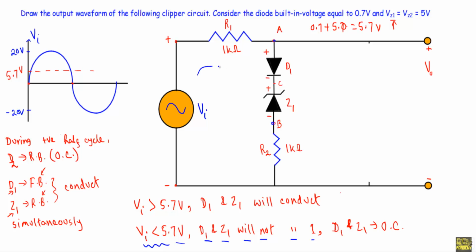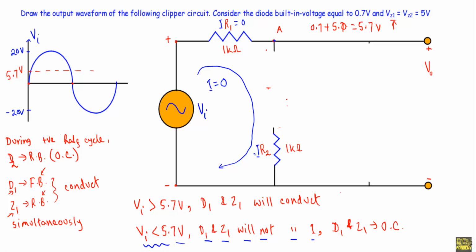That means during the positive half cycle, as long as Vi is less than 5.7 volt, I in the circuit will be equal to 0. As there will be no current flow through this branch, we can consider this portion of the circuit like an open circuit, as there will be no current flow. Therefore, the voltage across this resistor R1, and the ohmic drop IR2 across the resistor R2, will also be equal to 0.